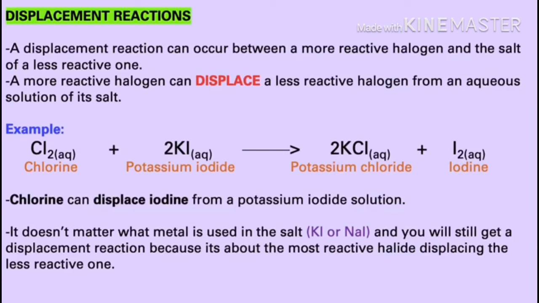Chlorine is more reactive than iodine, so when chlorine is reacting with a solution of potassium iodide, chlorine displaces iodine and forms potassium chloride and iodine, which is shown as a balanced chemical equation on this slide. It doesn't matter what metal is used in the salt, so it could be potassium iodide or sodium iodide, and you will still get a displacement reaction because it's about the more reactive halide displacing the less reactive one.